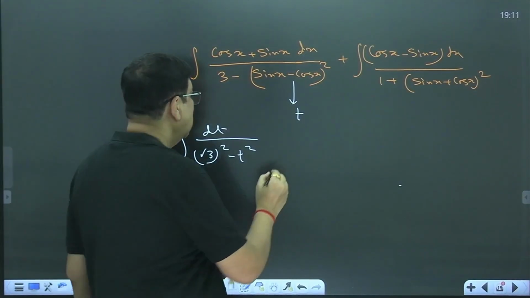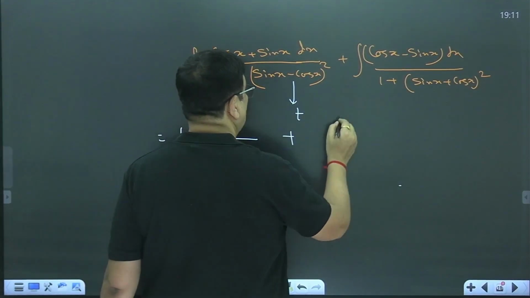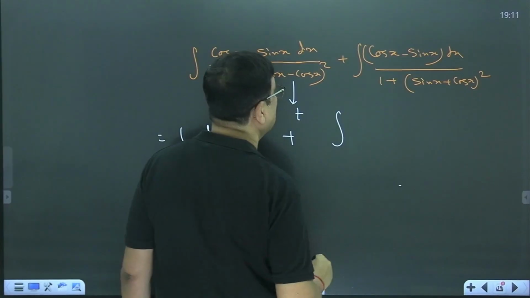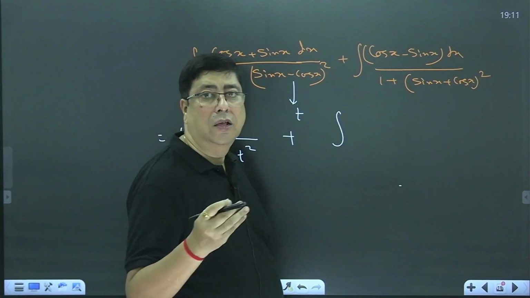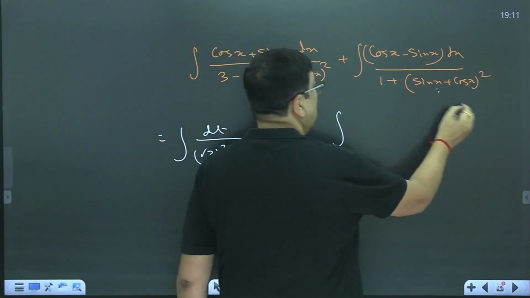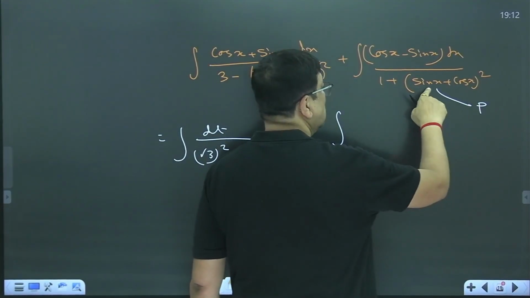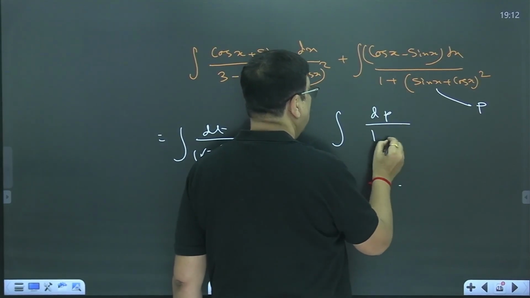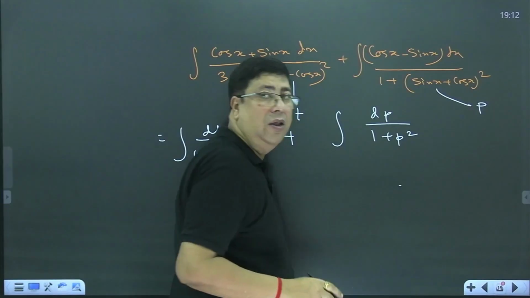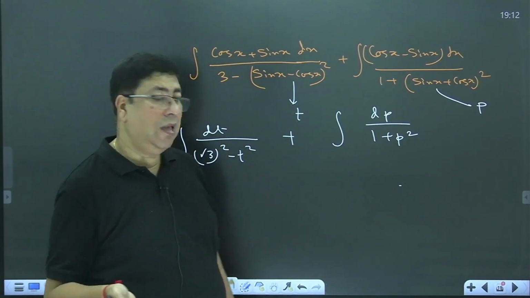Okay, and in this case plus, so cos x minus sin x. So sin x plus cos x, if we take this as p, what are we getting? Cos x minus sin x directly, that is dp by 1 plus p square, directly the formula 1 by a tan inverse x by a.